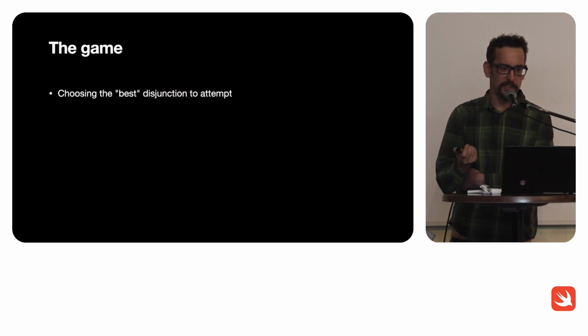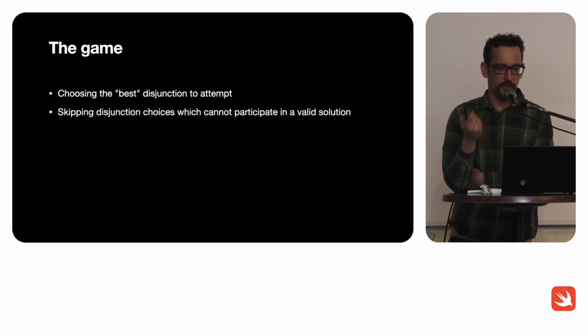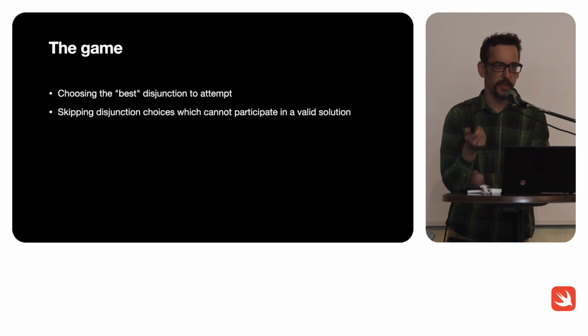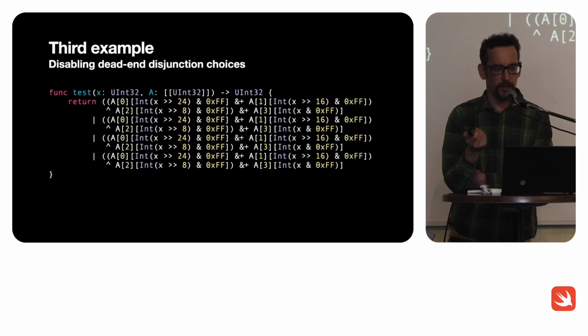So basically, that's the Swift constraint solver game: you have to try every possibility, but you can pick which possibility you try next. And then another more advanced optimization, I'm not going to demonstrate it in action. It's a little harder to explain, but you can also skip certain choices if you're absolutely certain that they cannot participate in a valid solution. And here's an example where this more advanced optimization helps.